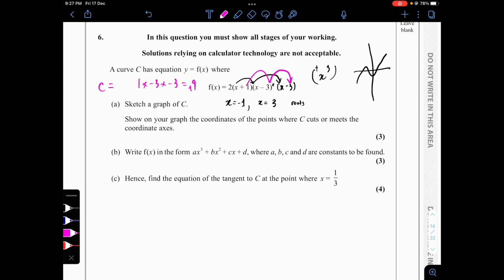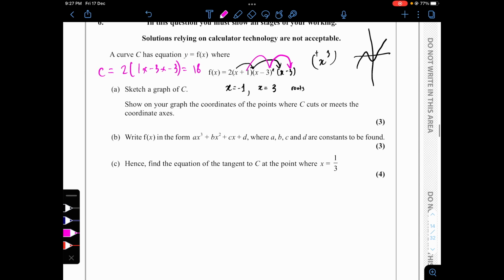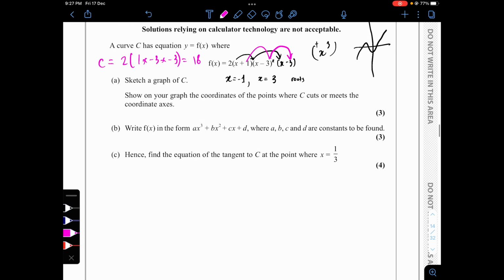And we also times it by 2. We times it by 2, all of this, because there's a 2 in the beginning. So we'll get +18. So now we have everything we need. So now let's draw the graph, just using the knowledge we just acquired.